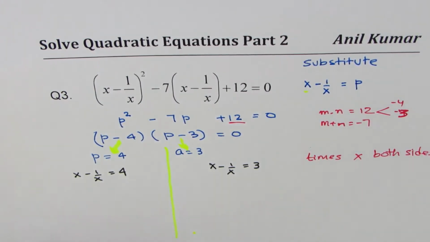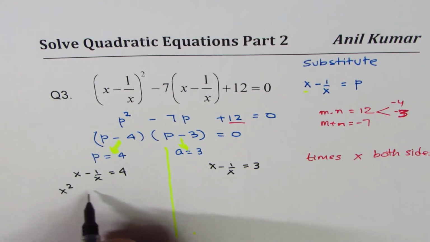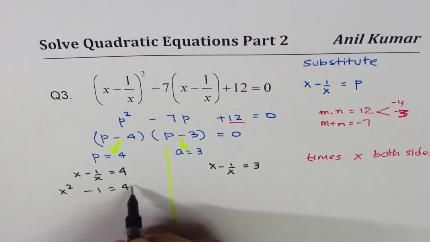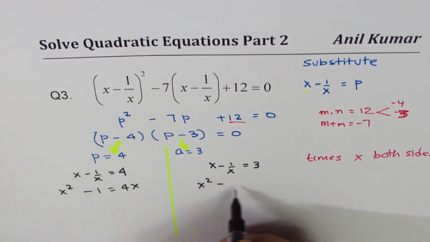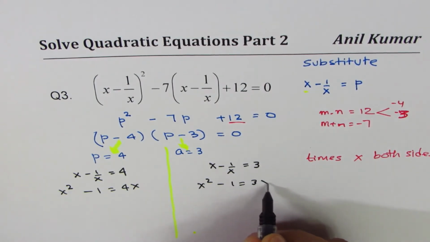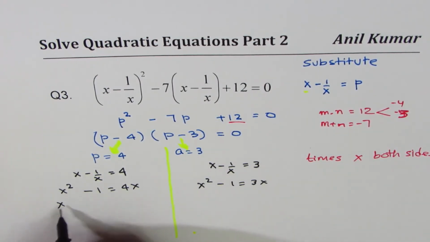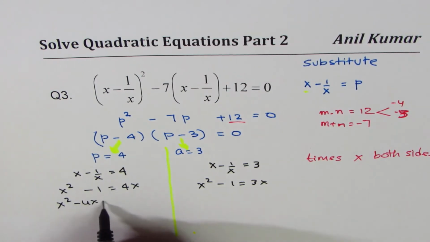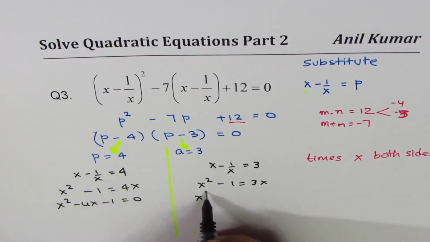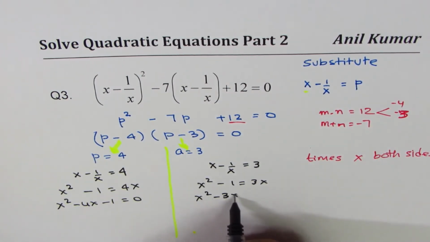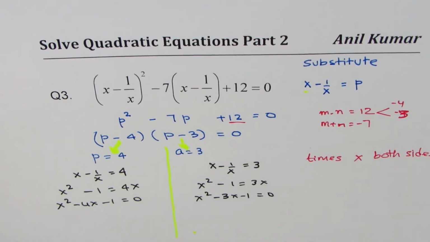So that gives you x squared minus 1 equals 4x. This becomes x squared minus 1 equals 3x. Bringing terms together, x squared minus 4x minus 1 equals 0. X squared minus 3x minus 1 equals 0. Now this cannot be factored easily.